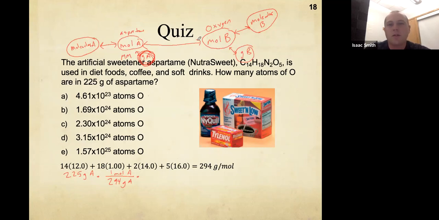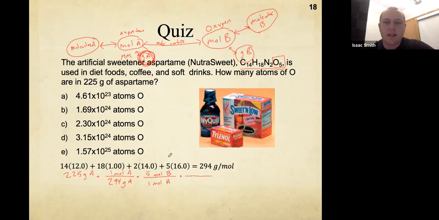Now we need to go from moles of A over to moles of B, and this is going to be our mole ratio that we're going to use. We talked about this a little earlier. Every 1 mole of aspartame is going to contain 5 moles of oxygen. So using our units, we're going to say 1 mole of A gives us 5 moles of oxygen, which is B in our case, right?